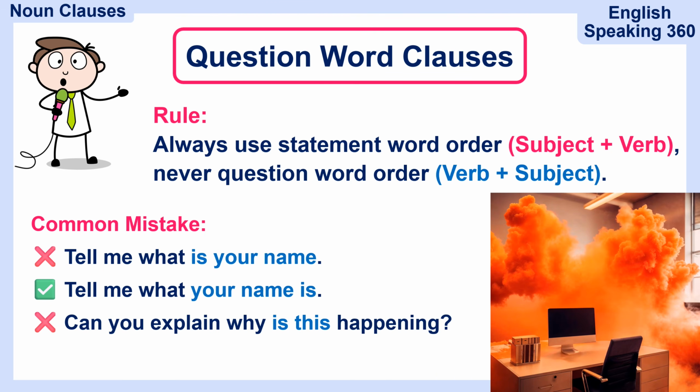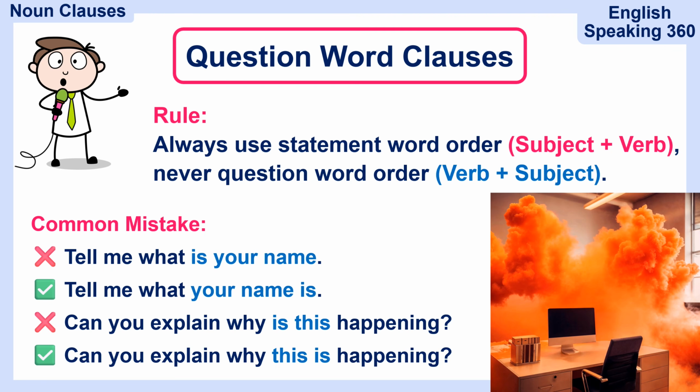Here's another example. Can you explain why is this happening? So once again here you see the verb is before the subject. You should say, can you explain why this is happening? And you should definitely be asking, because if your office is filled with orange smoke, there is probably a problem.